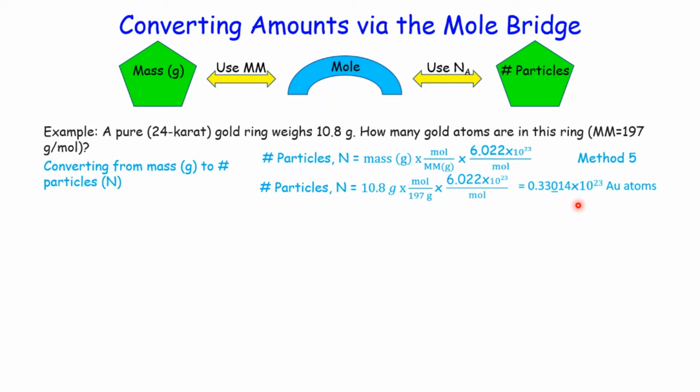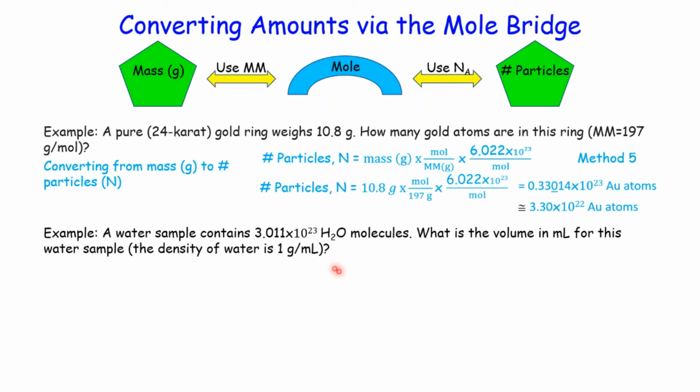So again, taking care of the sig figs, 3 sig fig, okay? So therefore, one gold ring, let's say with 10.8 grams, contains this many gold atoms. So that's a 2-step calculation.